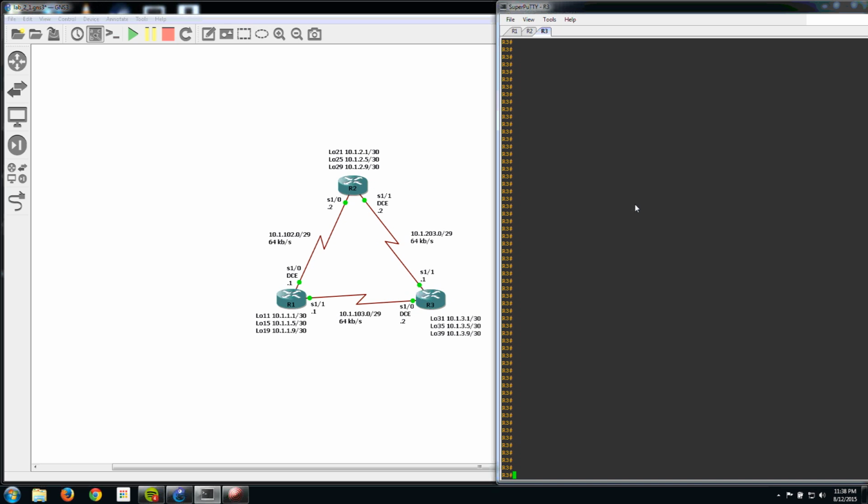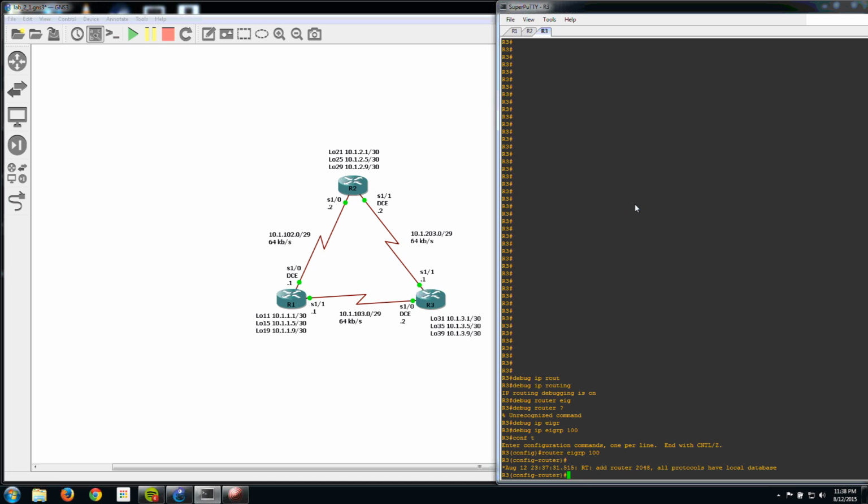And with this one, we can observe the adjacencies coming up and look at the debugs as they come through. So we can do a debug IP routing, debug router EIGRP. Let's see here, what is it? Debug IP EIGRP 100. Now that's done. Do conf t, router EIGRP 100.